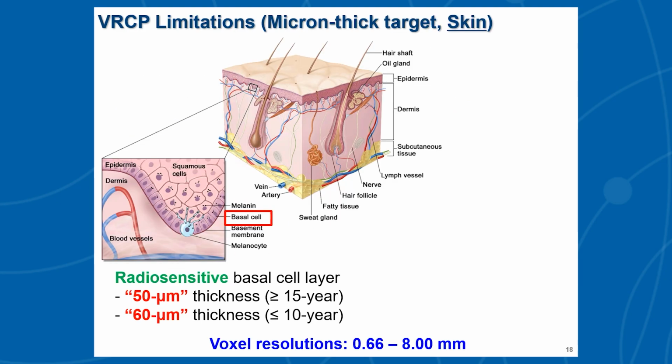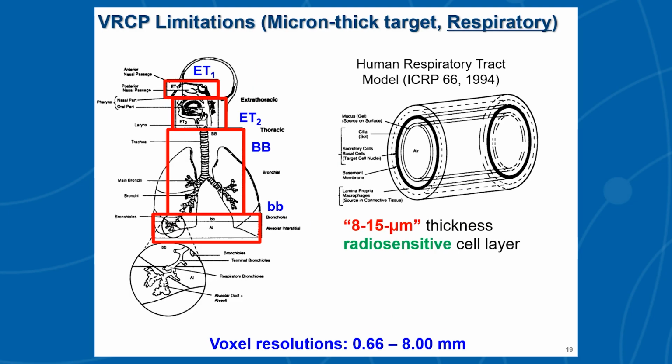Going back to the skin, there is a much more critical problem in skin dosimetry using the voxel phantoms. That is, the radiosensitive basal cell layer in the skin needs to be considered as a target for skin dosimetry, but such a thin layer at micrometer scale cannot be defined in the voxel phantom with millimeter resolution. Similarly, the respiratory tract system has 8 to 15 micrometer thick radiosensitive cell layers, which again cannot be defined in the voxel phantoms.